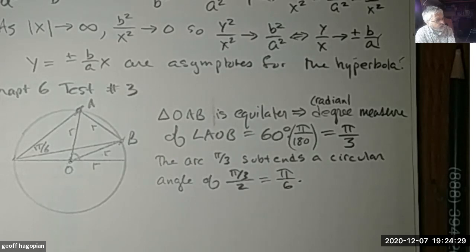And so the circular angle subtended by AB is half, pi over 6. And I might take a picture of what I did here.